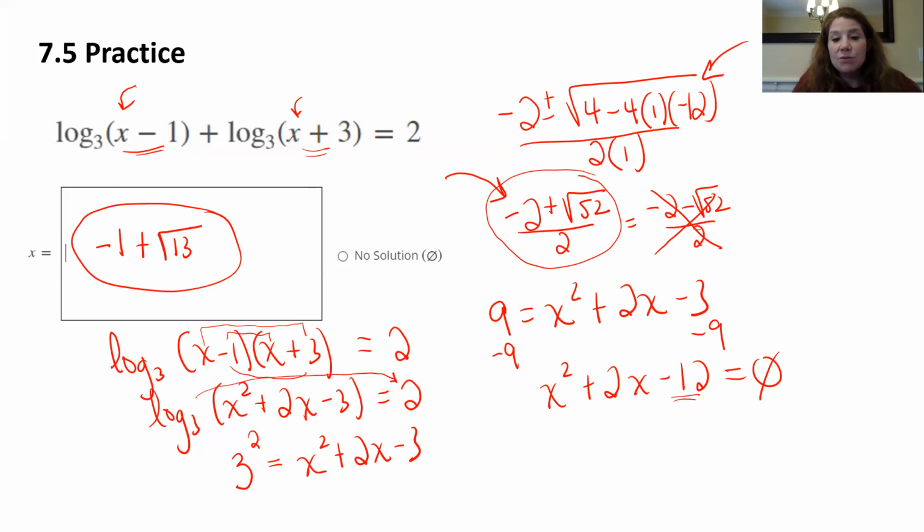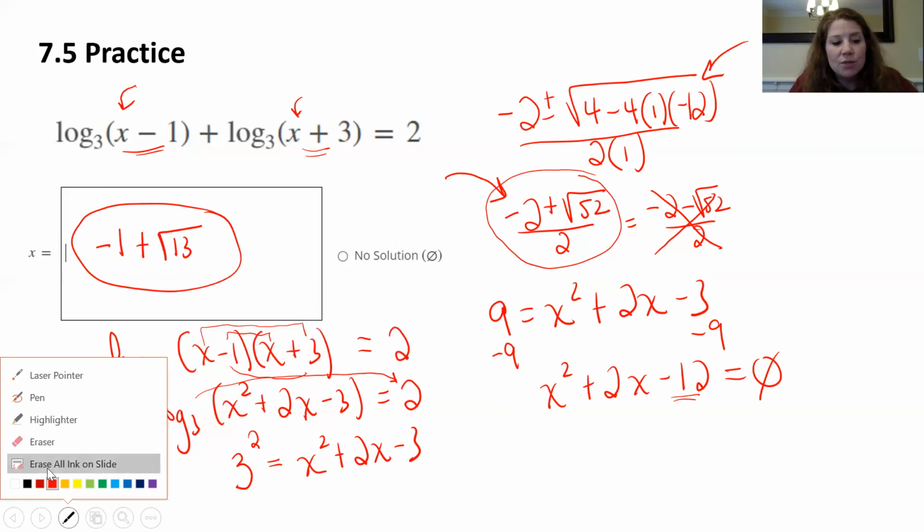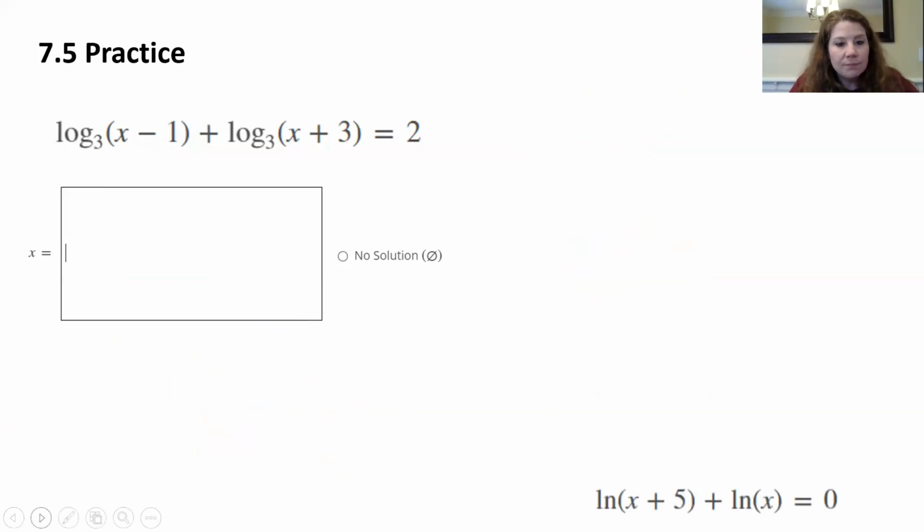So on several of these, you do have to eliminate at least one of the answers, because it will give you a negative number when you plug it in for x. So be real careful about that. Make sure you check your solutions. All right, so that is that answer, negative 1 plus the square root of 13.